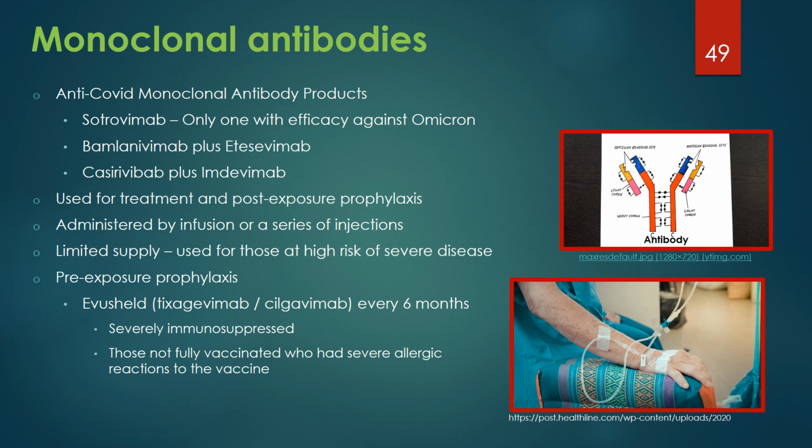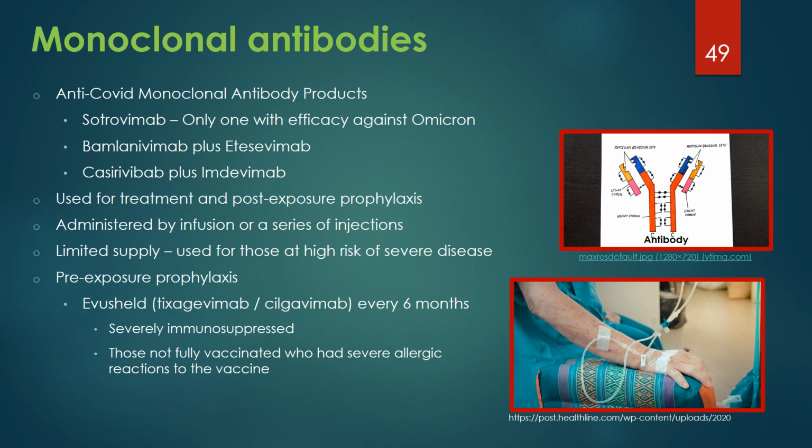There are numerous anti-COVID monoclonal antibody products available along with those listed on this slide. Unfortunately, the various monoclonal antibodies are not equivalently effective against all COVID variants. For example, the only monoclonal antibody showing efficacy to treat mild to moderate disease from the Omicron variant is sotrovimab, a GlaxoSmithKline product. Most monoclonal antibodies are used for treatment and post-exposure prophylaxis.